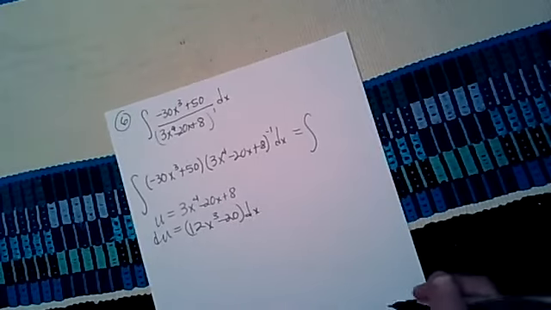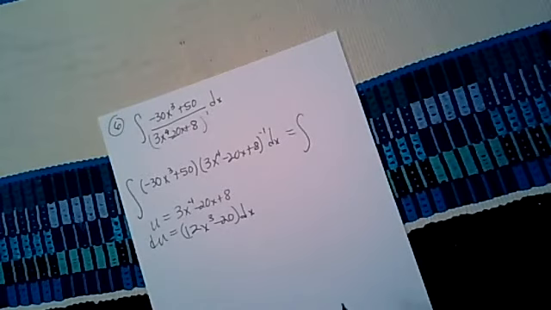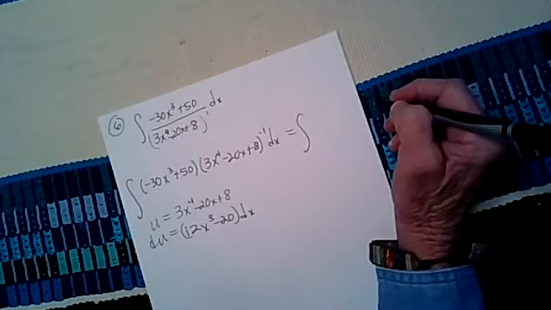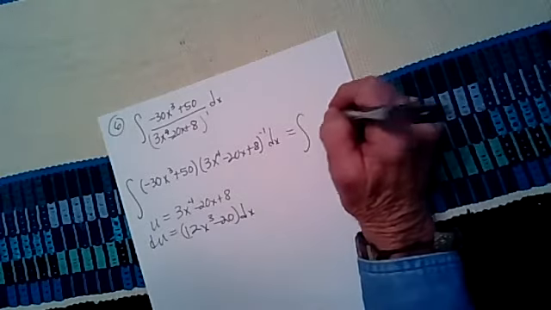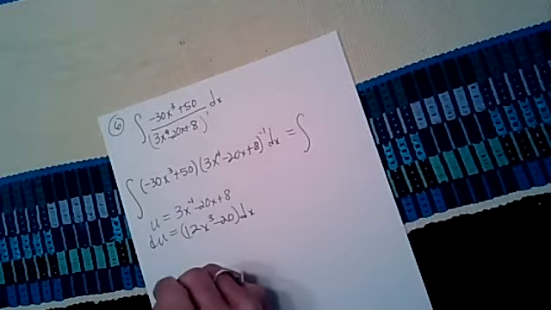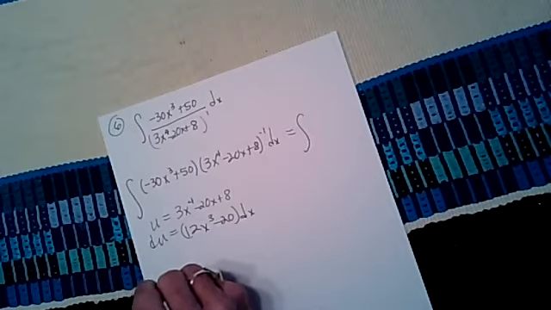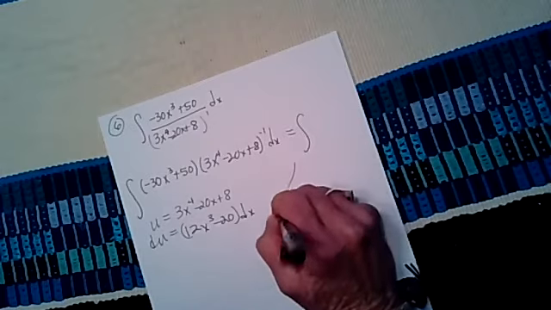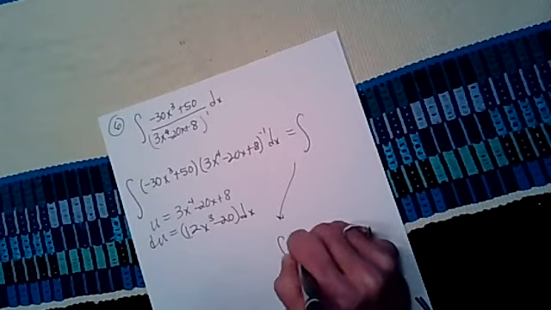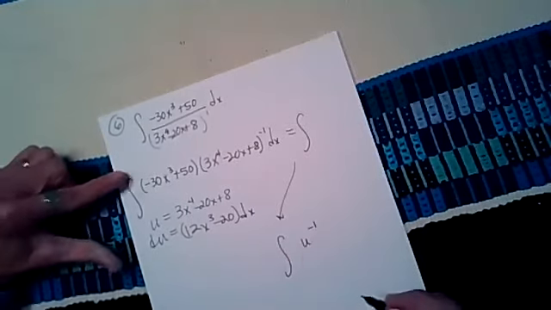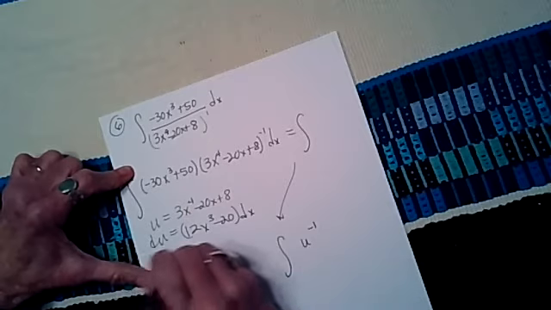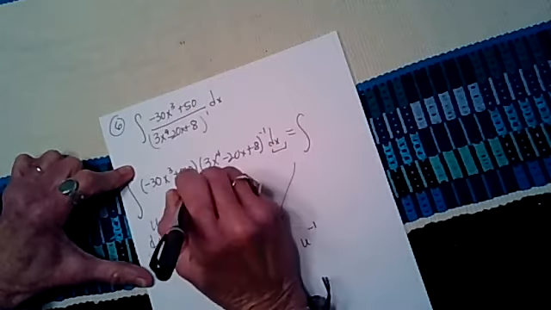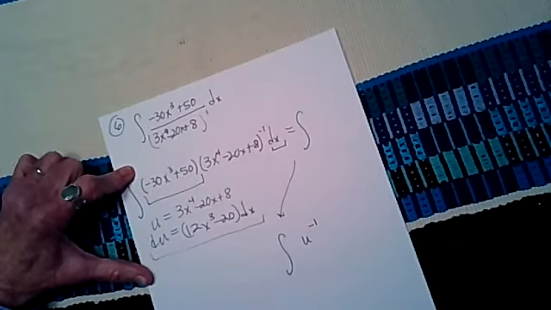All right, so let's do this. Let's bring over u to the negative 1. I think I'm going to need a little bit more space, so let's go here. And this is going to be u to the negative 1. But now I've got to use my derivative to get negative 30x cubed plus 50 dx. I've got to make these match by a constant.